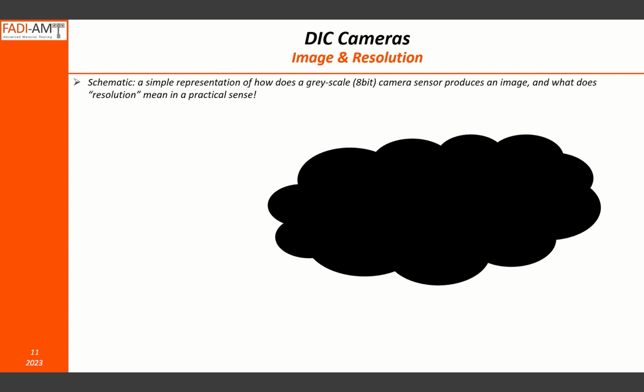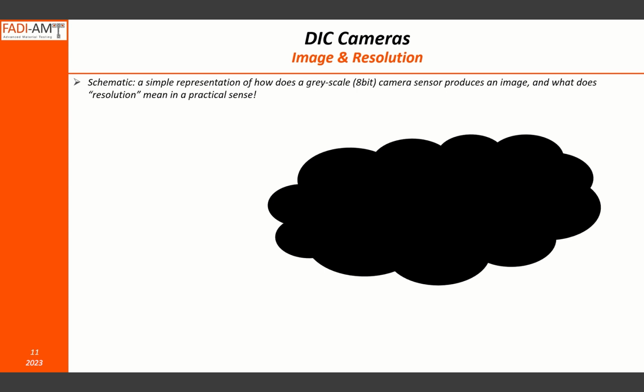And we will start with a very basic introduction about resolution, a camera sensor and image and resolution. And I wanted to simplify this in one or two slides. And in this schematic, I am providing a simple representation of how a grayscale 8-bit camera, which is the type of cameras we use for DIC, how does this kind of a camera sensor produce an image? And what does resolution mean in practical sense? Now, this is not how the sensor works, but this is how I usually present the topic of resolution to my own team when it comes to DIC and processing.